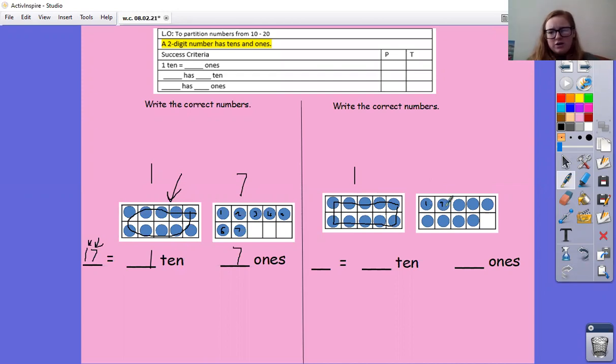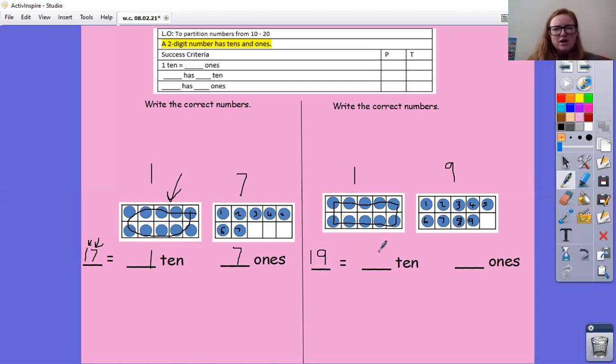1, 2, 3, 4, 5, 6, 7, 8, 9. So I have 1 ten and 9 ones. How would I write that as a number? I would write, I have 1 ten and 9 ones. What number is this? This is 19.